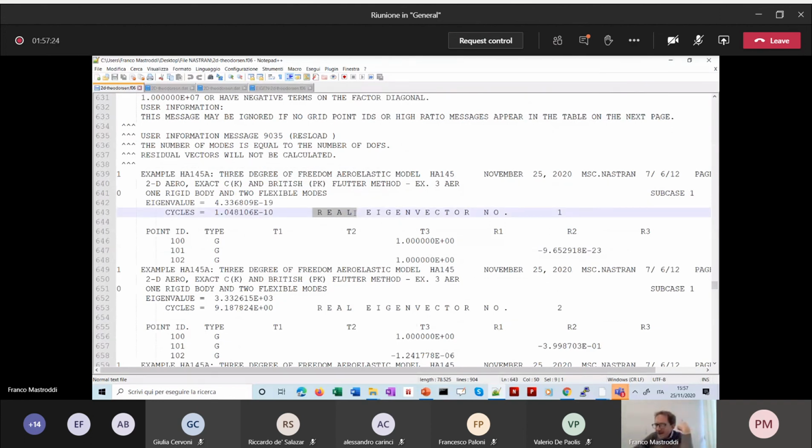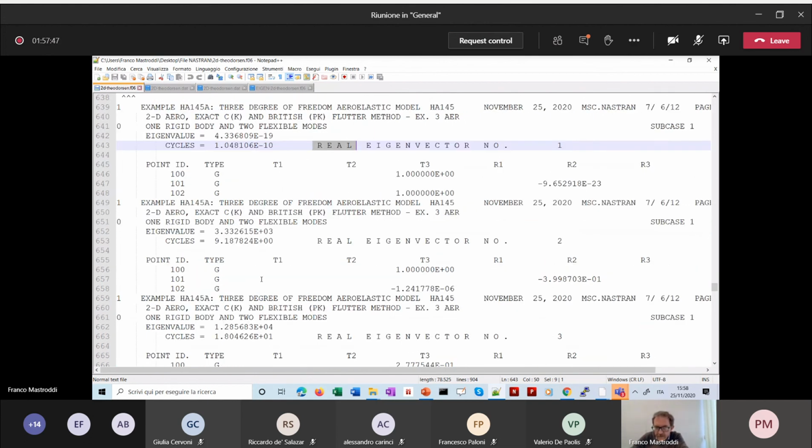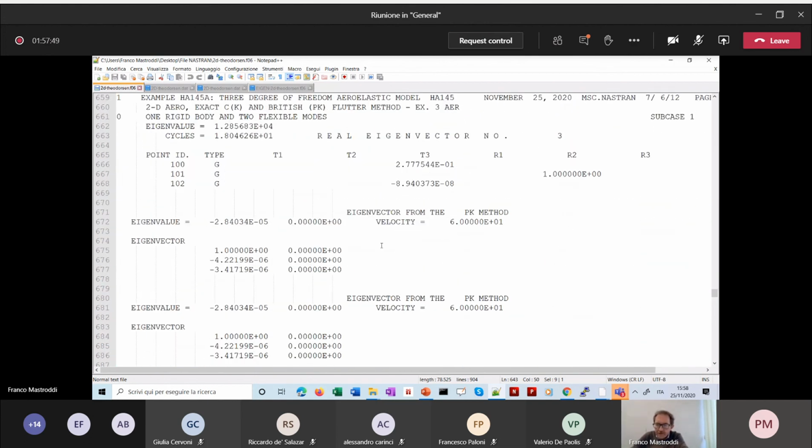Yes, this is a real eigenvector because this is a structural analysis, not yet the elastic one at this level. So we have three nodes, the famous node 100, the famous node 101 and 102 representing the fuselage and so on. And here you have the displacement in terms of translation and rotation of such a node. So this is the real eigenvector analysis.